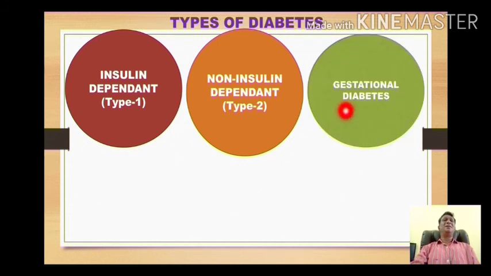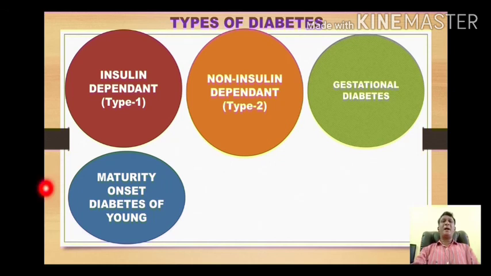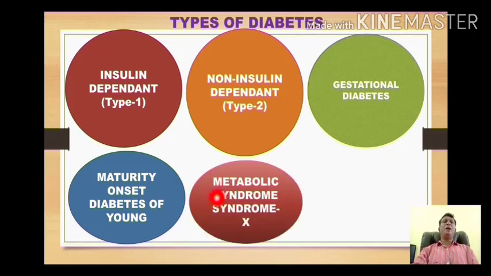The next type is gestational diabetes. Gestational refers to the diabetes which is induced through pregnancy. The next type of diabetes is maturity onset diabetes. Whenever persons reach maturity, in most cases the physical activities decrease, and due to this the glucose produced inside our body is not utilized, and that unutilized glucose may flow inside the blood vessel, and this gives rise to maturity onset diabetes. The next is metabolic syndrome, which is also referred to as syndrome X. This type of diabetes occurs due to some defects in the metabolism.